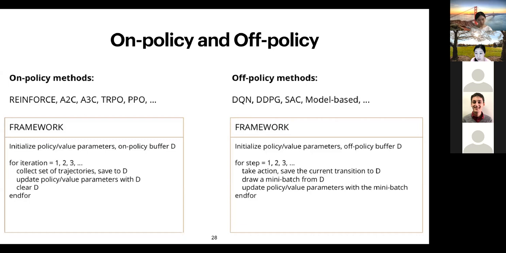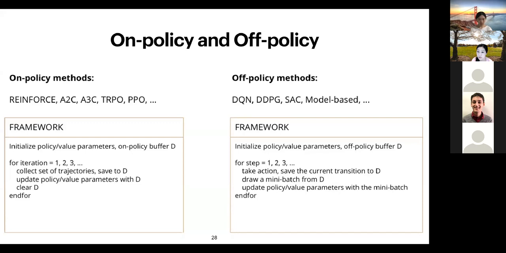For each iteration, you collect the trajectory, and you save that to your buffer, your data set. Then you update your policy and value parameters using the buffer. This is what happens in that iteration. You do your update, and then you clear it out. So this is why it's called on-policy. It's like an online kind of learning mechanism.